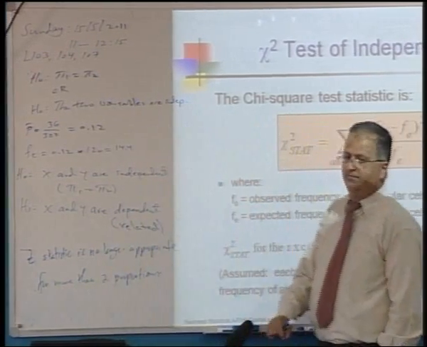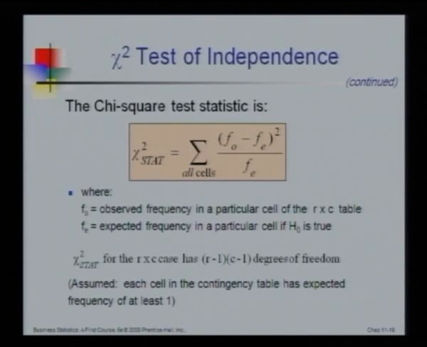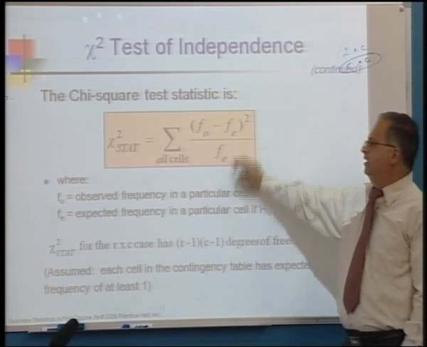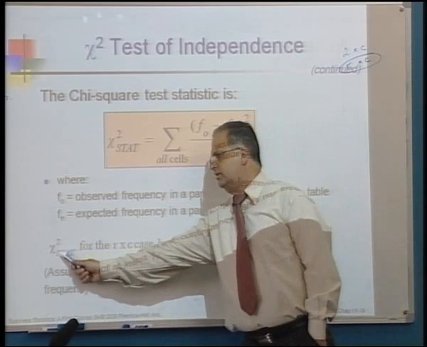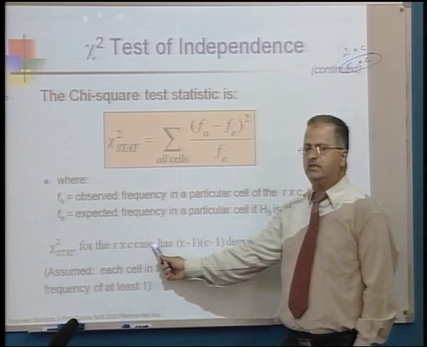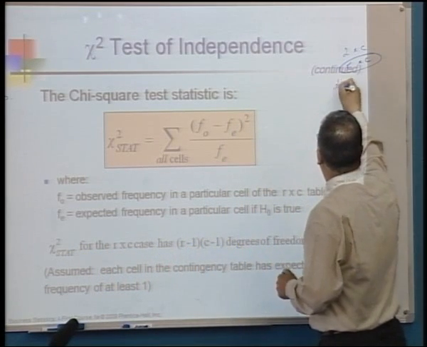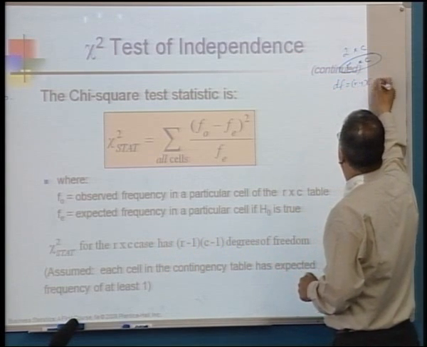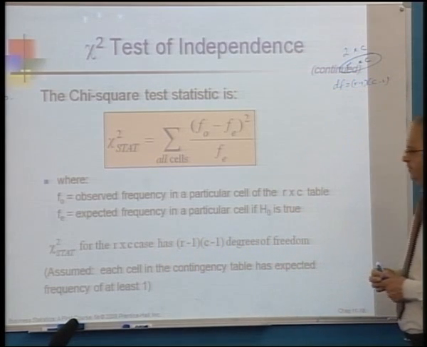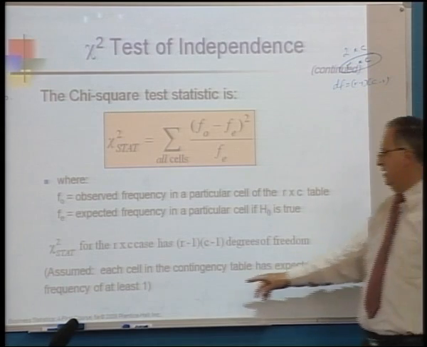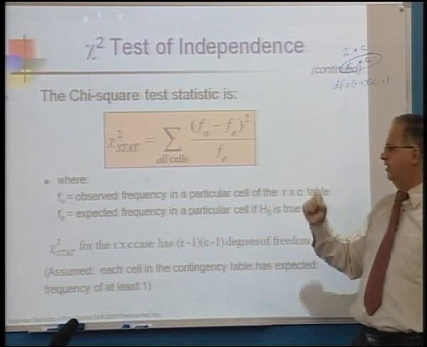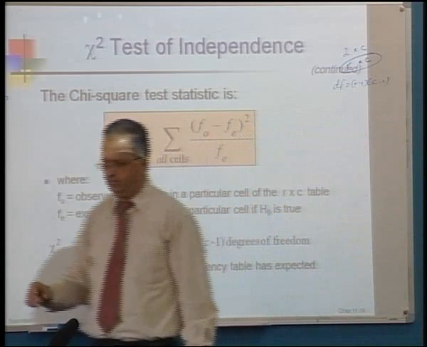Now we still have the same equation. The chi-square statistic is just the sum of F observed minus F expected, quantity squared, divided by F expected. In this case, the chi-square statistic for the R by C case has degrees of freedom R minus 1 multiplied by C minus 1. In this case, each cell in the contingency table should have an expected frequency of at least 1 instead of 5.